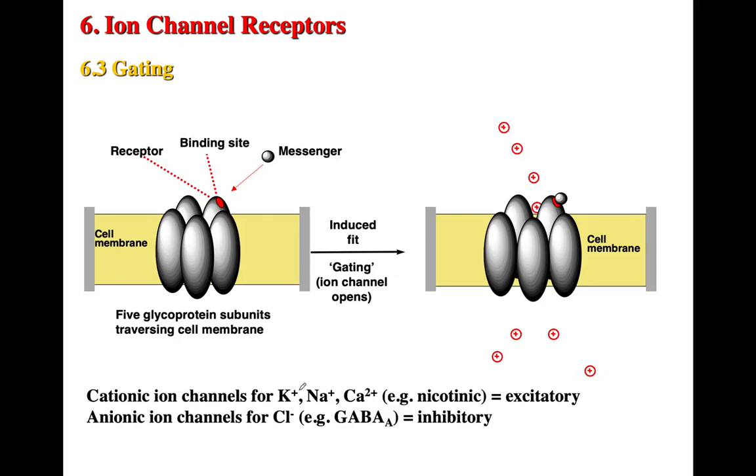So we mentioned earlier nicotinic receptors, for instance. They are cationic channels for potassium, sodium, and calcium. Then you also have anionic receptors, which are inhibited by GABA, gamma aminobutyric acid. So the binding of the neurotransmitter, or the chemical messenger, can either be inhibitory or excitatory.